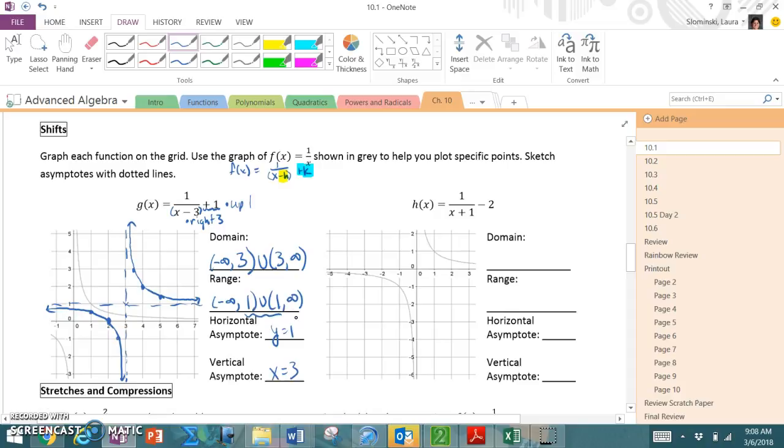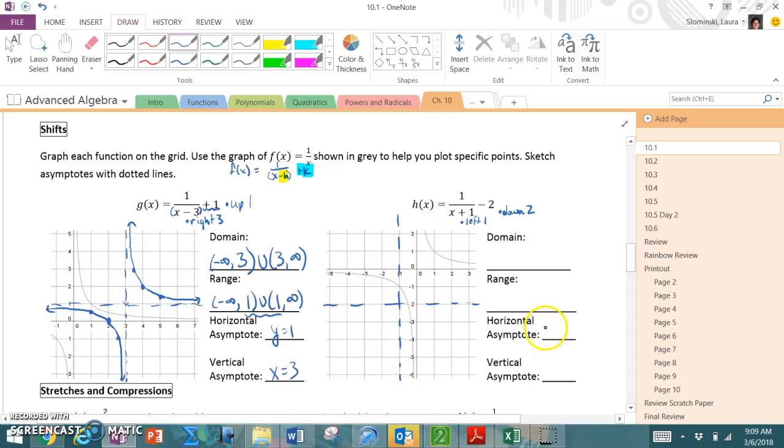I would pause this now and try the next example of graphing on the right, and then restart it to see that you're on the right track. So I see the x plus 1 in the denominator, which means it's going to shift it left 1, the minus 2, which is going to move it down 2. So first I took my vertical asymptote at 0, shifted it to the left 1, took my horizontal asymptote that was at 0 and shifted it down 2.